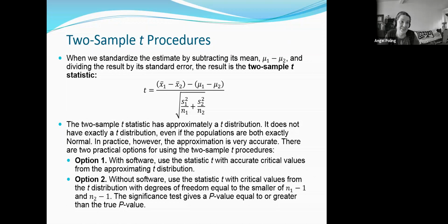Welcome to option two, right? This is UNM's option, right? So without software, use the statistic t with critical values from the t distribution with degrees of freedom equal to the smaller of the degrees of freedom. So you find the degrees of freedom for sample one, which is n sub 1 minus 1, and you find the degrees of freedom for sample 2, which is n sub 2 minus 1, right? And you say which is smaller, because the smaller one will represent both groups, right?